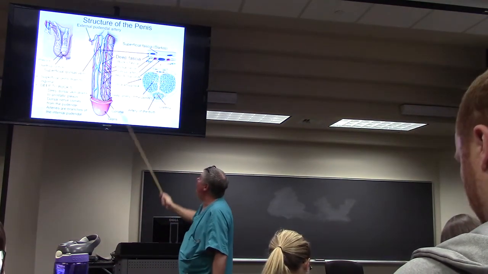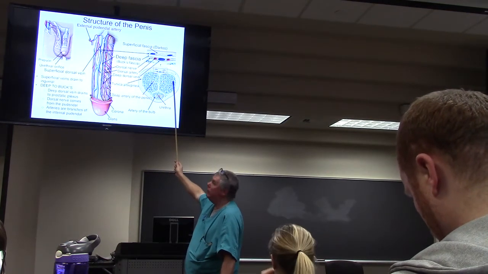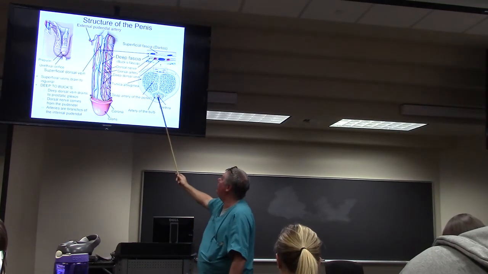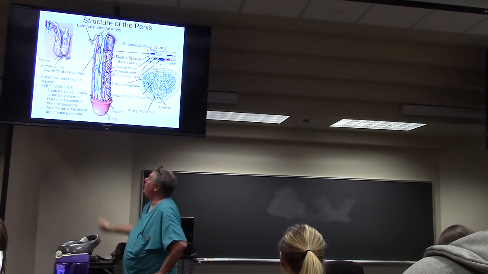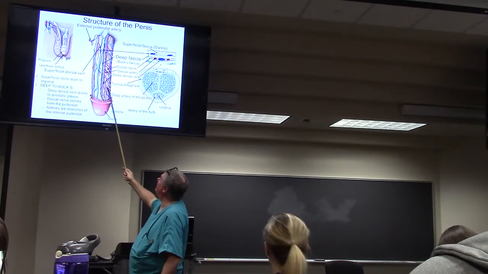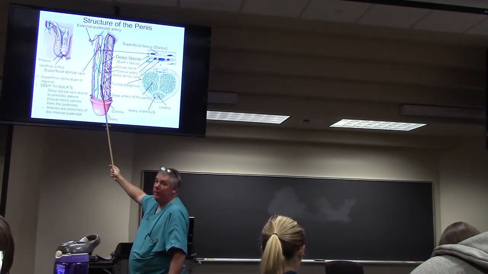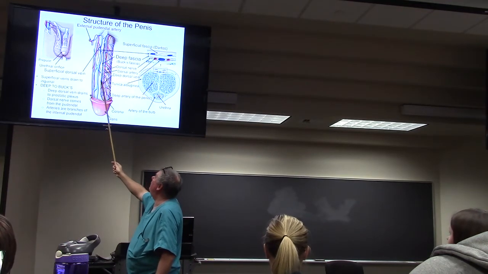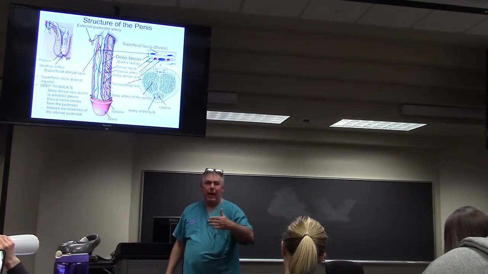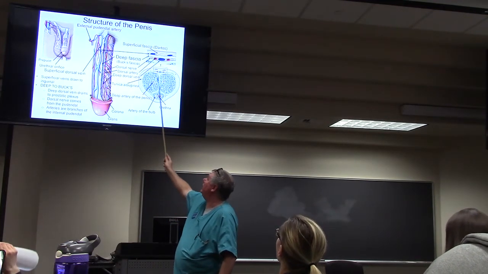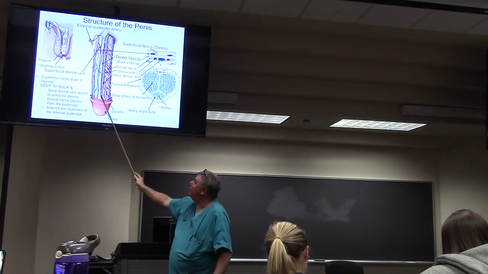Now, you have arteries and veins of the corpus structures as well. Here's the urethra. So once you've identified these structures, by the way, this is called Buck's fascia, right there. The deep fascia of the penis is Buck's fascia. I want you to cut this penis in half so you can visualize these structures here.